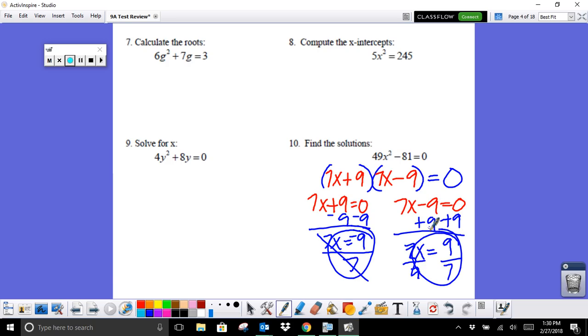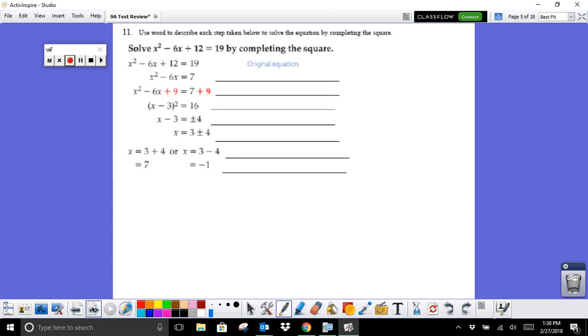So you get the same two answers either way. It just depends on you. Do you know difference of squares better, or can you do it the other way? But if you do it the other way, you have to remember both the positive and the negative answer.